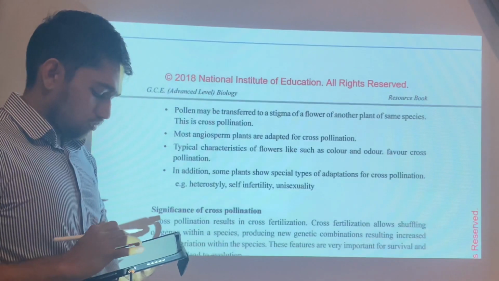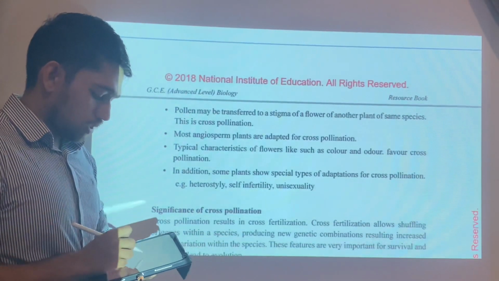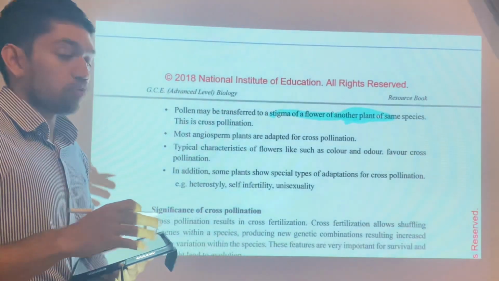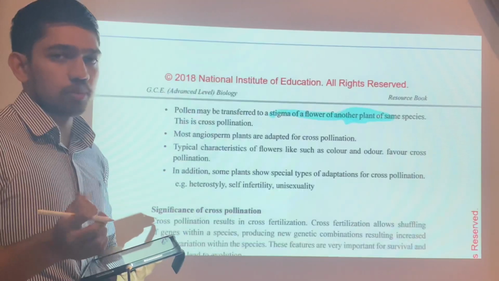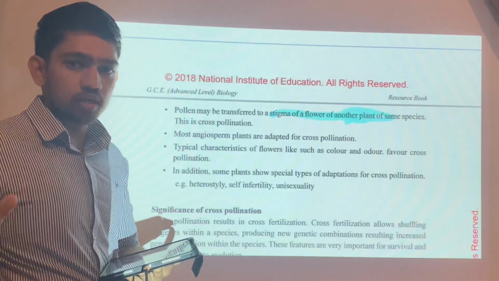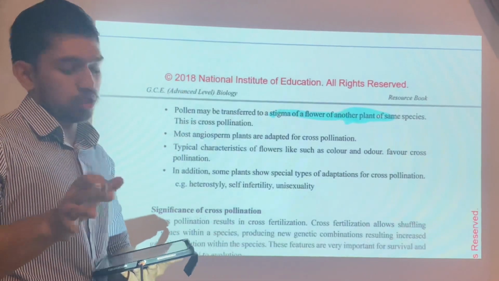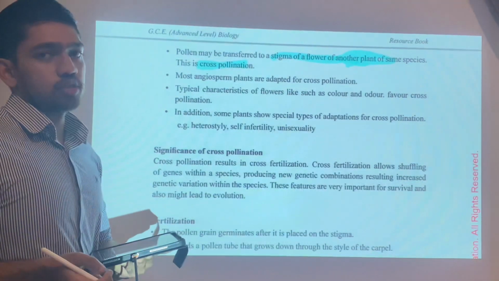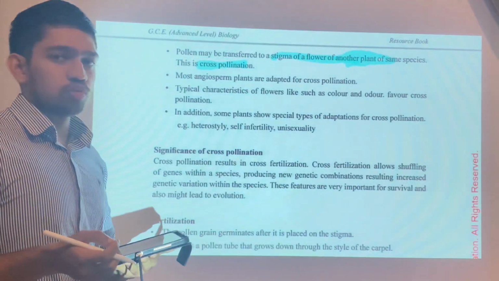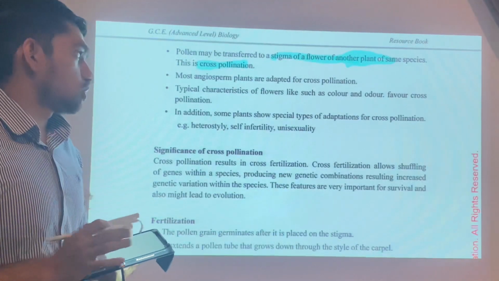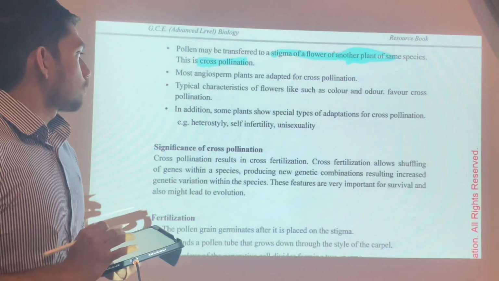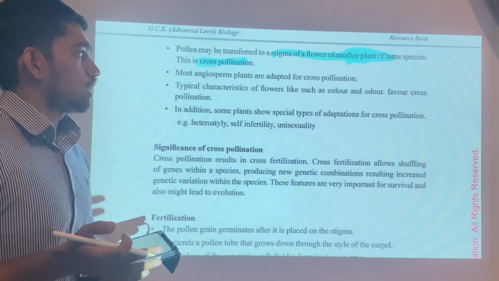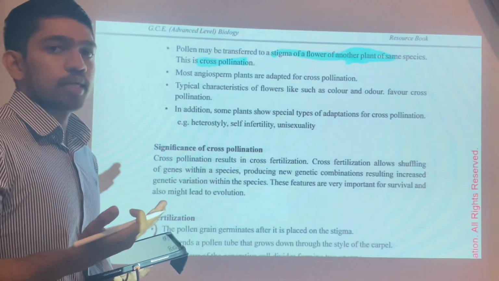If the pollen is getting transferred to the stigma of a flower of another plant, a different plant of the same species, it has to be the same species, right? If it's getting transferred from one plant to the other, it is going to be called cross-pollination, right? So usually cross-pollination is preferred because of the shuffling of genes. I'm not going to talk about that in detail here, right? But cross-pollination is beneficial for evolutionary purpose and also to get a stronger new generation.